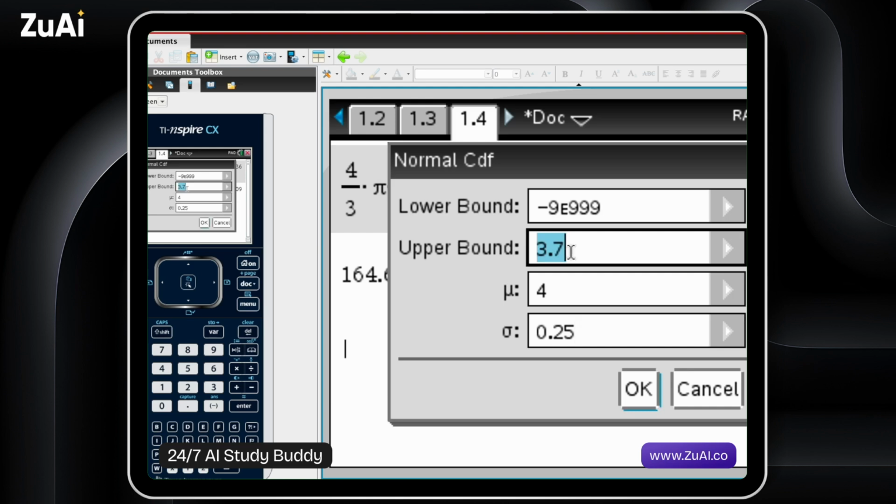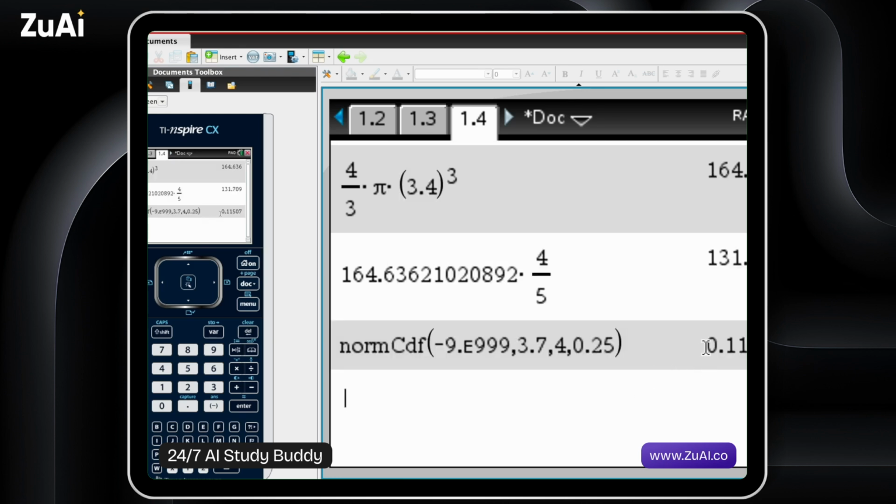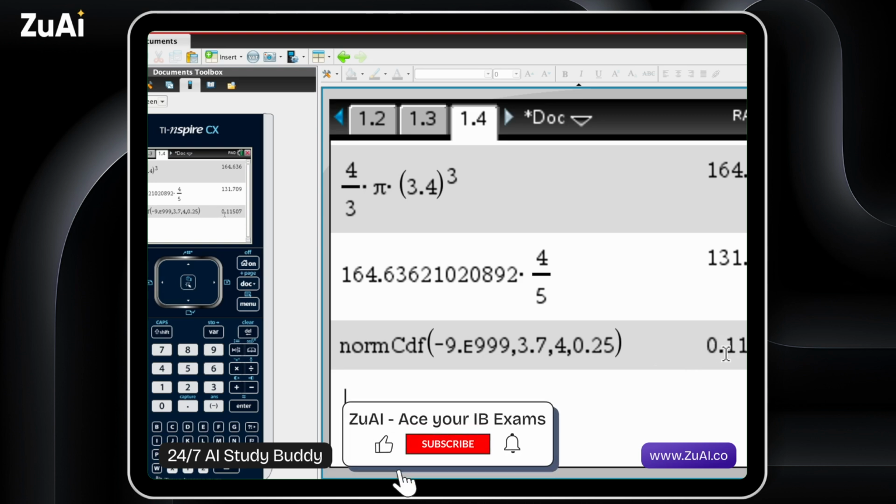Our standard deviation is 0.25. Just one last thing. If we're in normal distribution and they say less than, we don't have to worry about less than or less than and equal to for normal distribution. We just put a value, 3.7, this is our upper bound. Okay. Let's go ahead, and we have roughly 11.5% of our seeds are less than 3.7 centimeters.